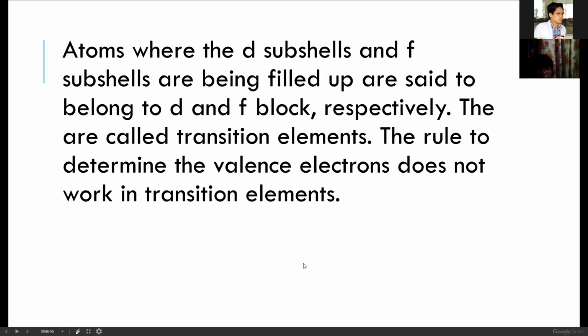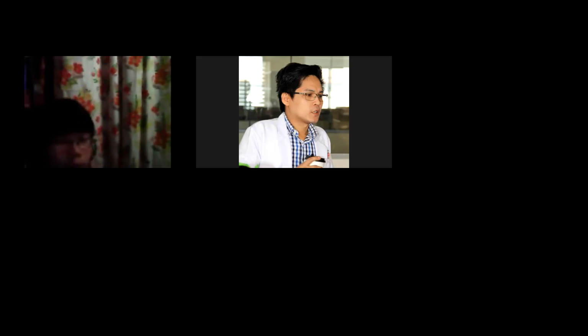By the way, how can you know that this element has these valence electrons? What really are valence electrons? These are the electrons in the valence shell, or the outermost shell, of an element. Like for example, let me share my screen. I'll be sharing the periodic table.